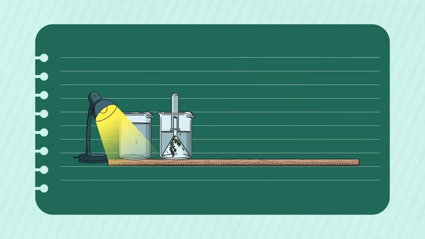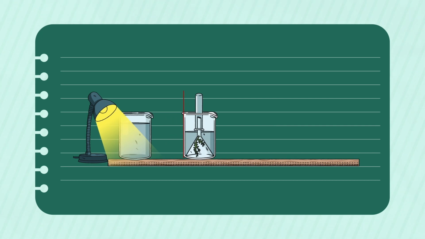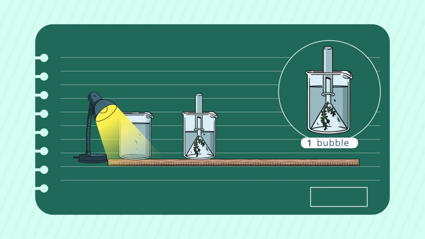Move the beaker with the pondweed so that its edge is in line with the 30 centimetre position on the ruler. The plant is now further away from the lamp and is experiencing a lower light intensity. Once acclimatised, count the number of bubbles of oxygen produced in 1 minute.